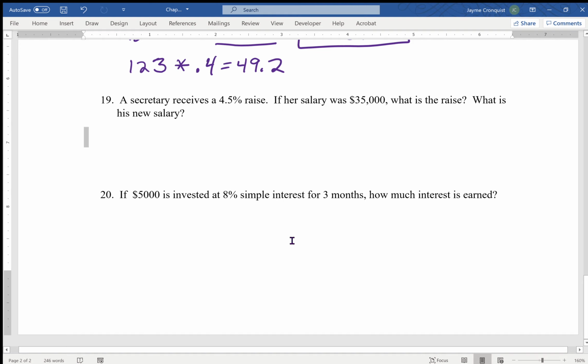Okay, 19. A secretary receives a 4.5% raise. If her salary was $35,000.